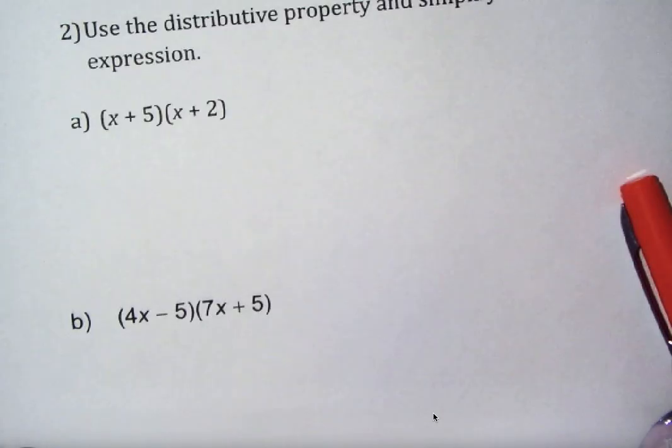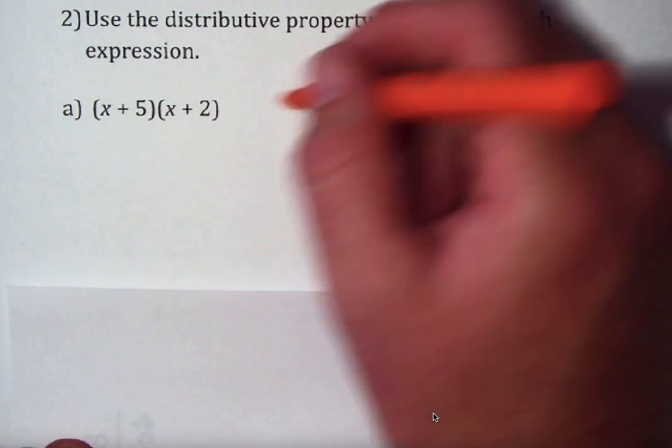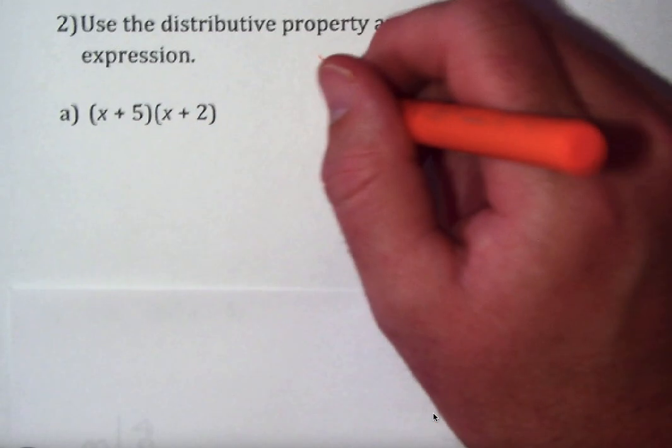All right, some more Chapter 6 stuff. I'm only going to focus on what? You're going to have to multiply x plus 5 times x plus 2 on the final.